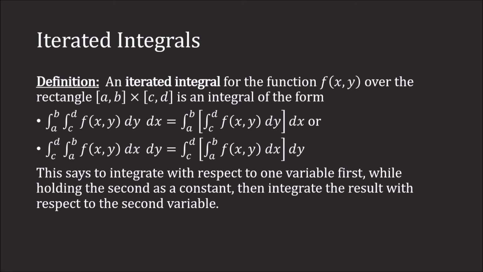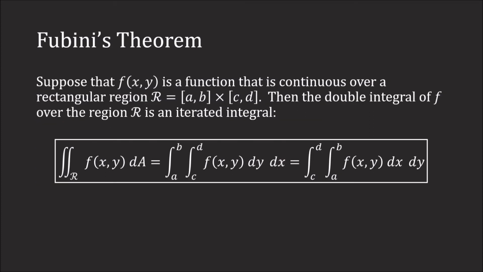So this leads us into what's known as Fubini's theorem, which will be the most important theorem of this video. And it says, suppose that f of x, y is a function that is continuous over a rectangular region R equals [a,b] cross [c,d]. Then the double integral of f over the region R is an iterated integral. So this double integral over R of f of x, y, dA, is either the iterated integral a to b, integral c to d, dy dx, or you can flip the order, integral c to d, integral a to b, dx dy.